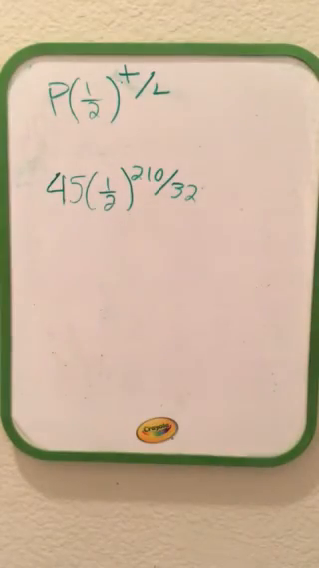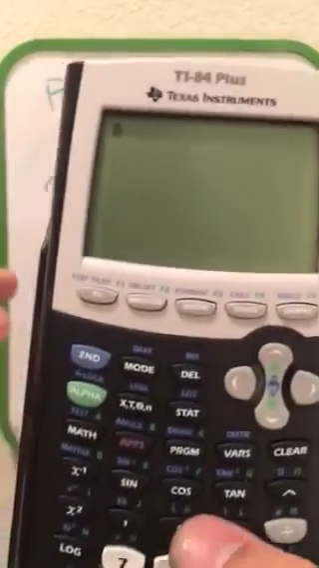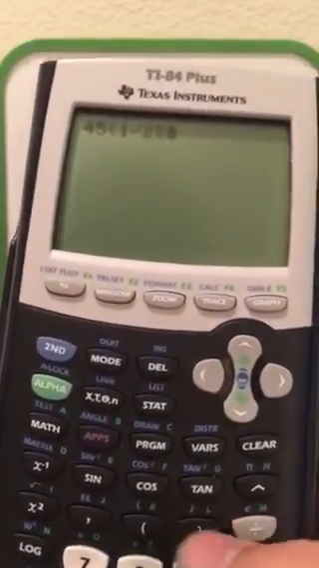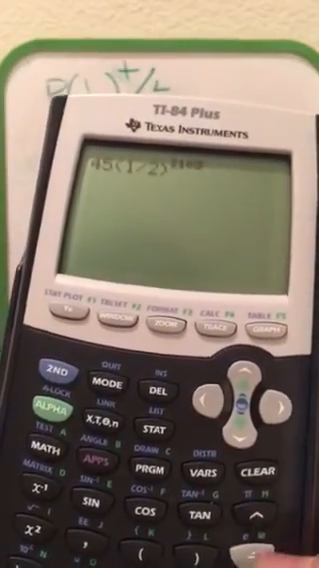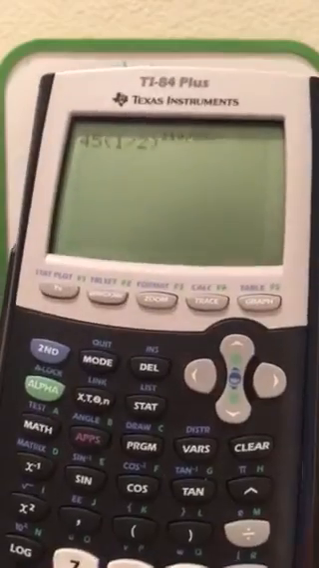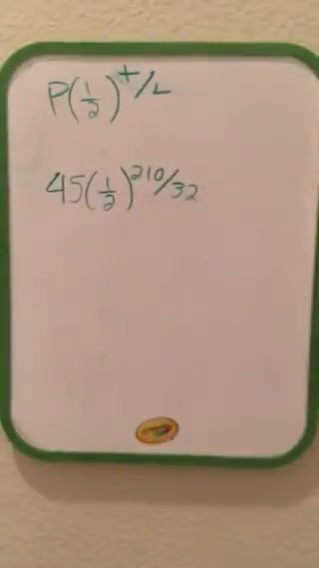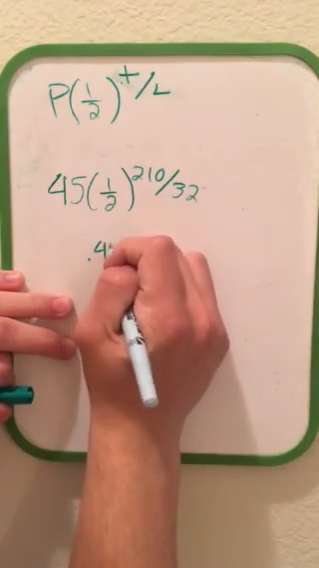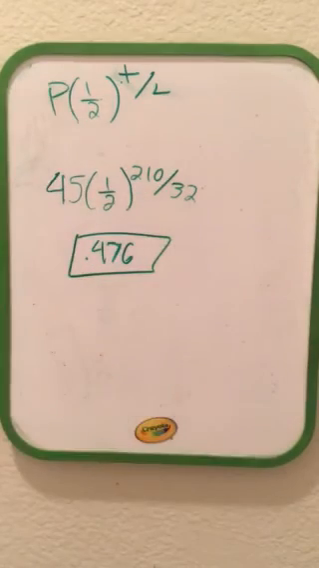So let's check this out in our calculator really quick. This is a really calculator-based lesson. 45, 210 divided by 32. And it's going to be 0.476. Which is going to be how much of the half-life we're going to be having. 0.476. It's a really bad 7, but you get the point.